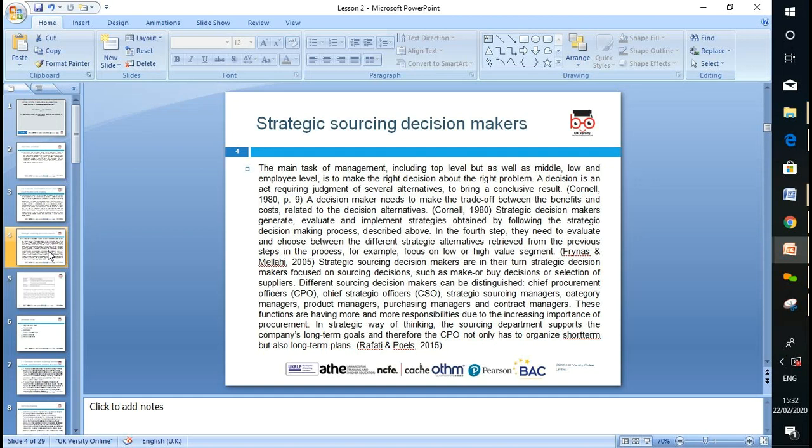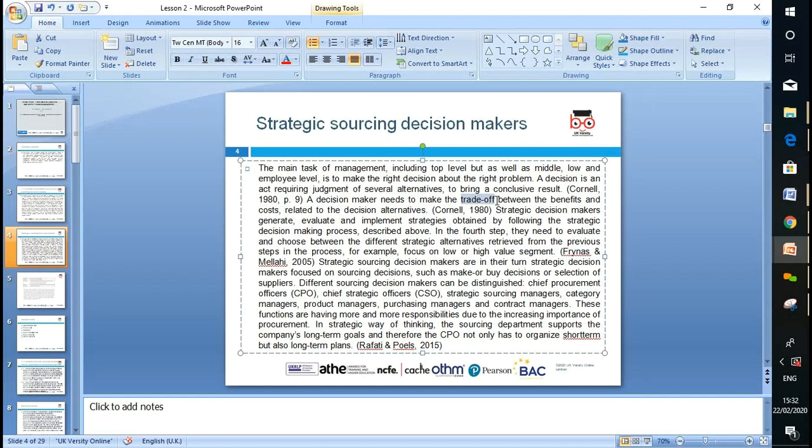When we look at outsourcing, the main task of management is to include the top level, as well as the middle and the low level employees to be involved. So we can make a better decision if we want to outsource something. Always we need to look around the trade-off. What is meant by trade-off? Do we know the return on investment? We need to look at the trade-off: what we get from outsourcing should be more than the cost, the benefit should be more than the cost.